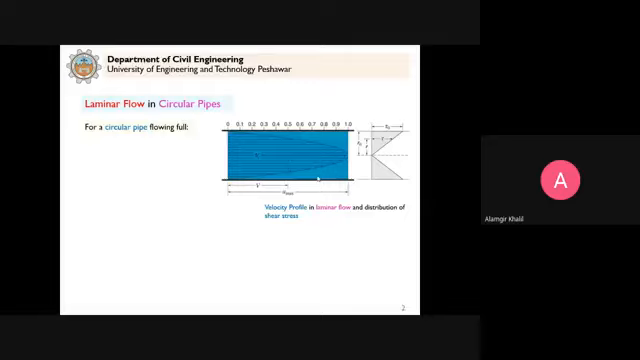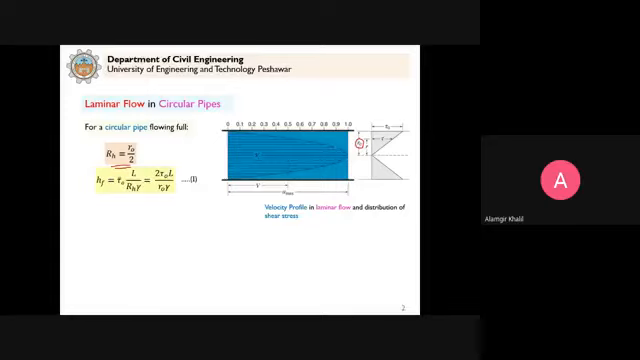We discussed that for a circular pipe flowing full, the hydraulic radius RH is equal to R naught by 2. Clear? Where R naught is measured from the center of the pipe towards the wall of the pipe.